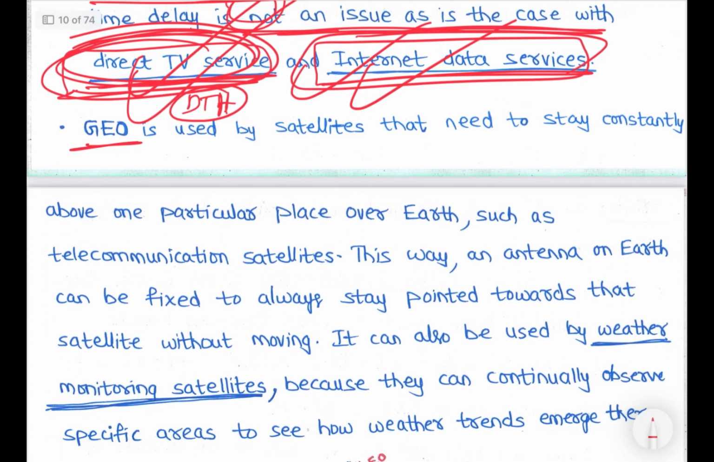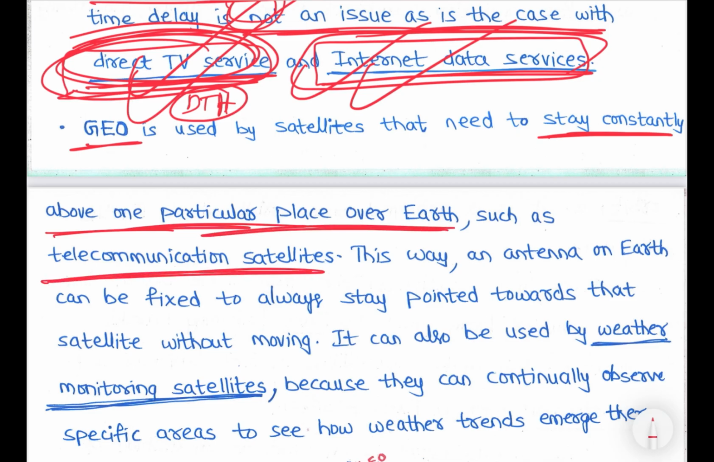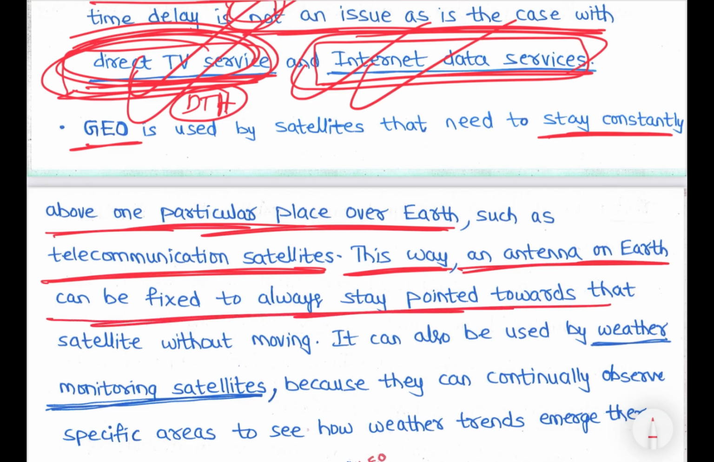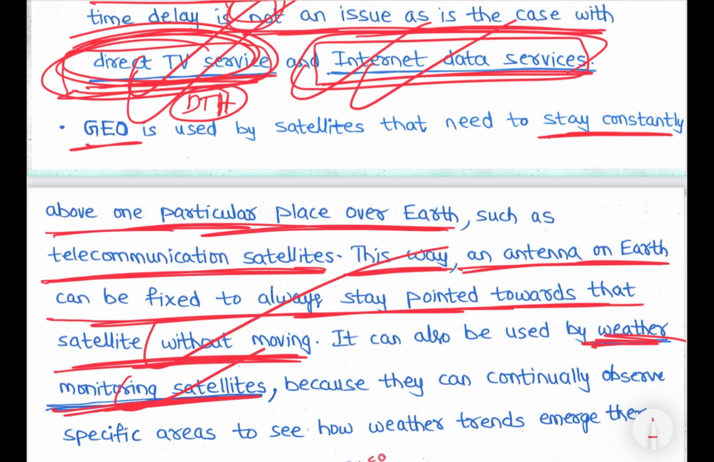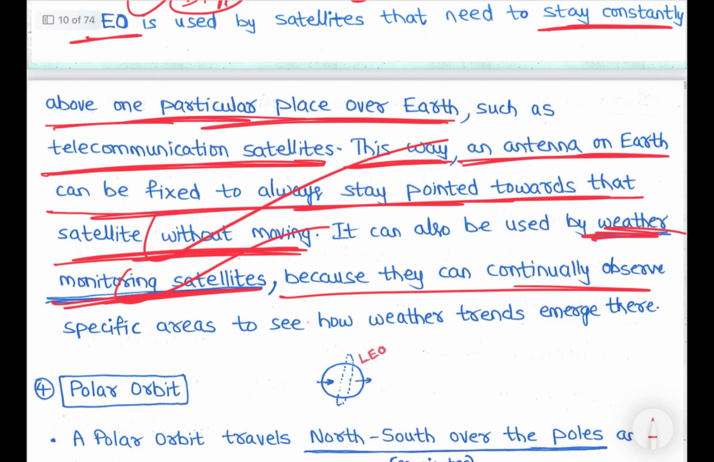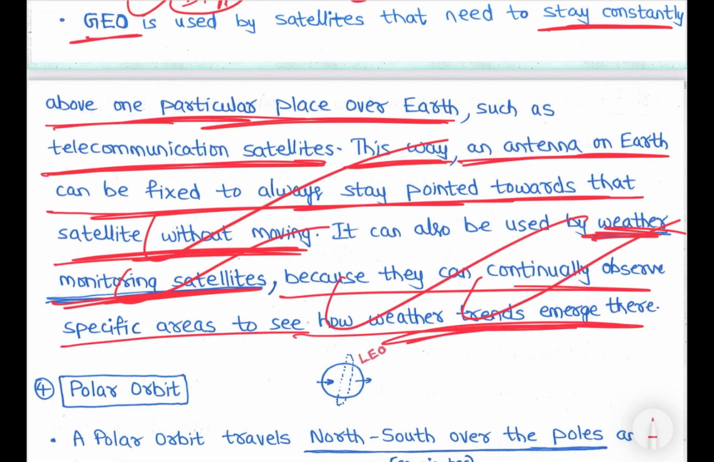So GEO is used by satellites that need to stay constantly above one particular place over Earth, such as telecommunication satellites. So this way, an antenna on Earth can be fixed to always stay pointed towards that satellite without moving, right? So it can also be used by weather monitoring satellites because they can continuously observe specific areas to see how weather trends emerge there, right? So that is the geosynchronous and geostationary orbit, right?